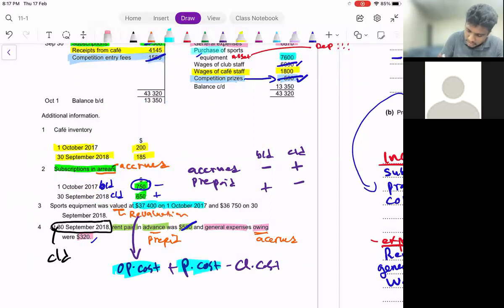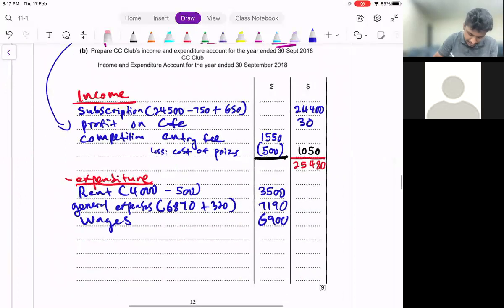How much is the purchase cost? This is the purchase cost. How much is the closing cost? This is the closing cost. So you take the opening plus purchase cost minus the closing cost, you will get the depreciation. So let me check how to calculate depreciation. You write here first: depreciation of sports equipment.